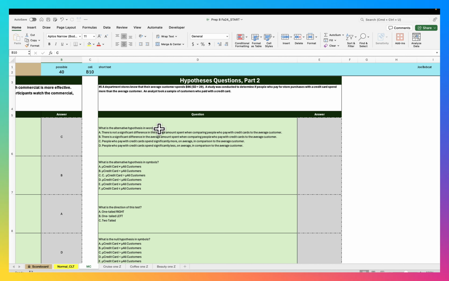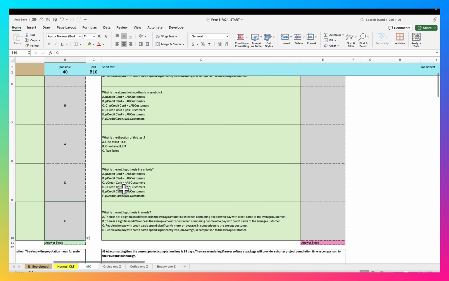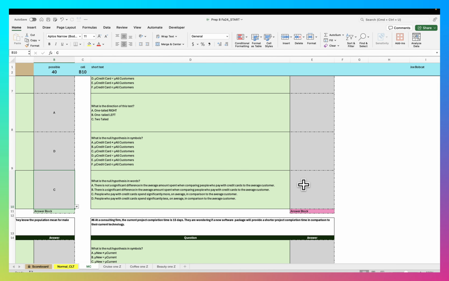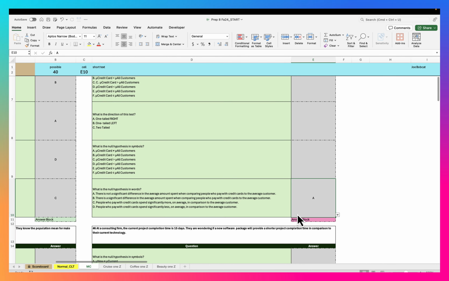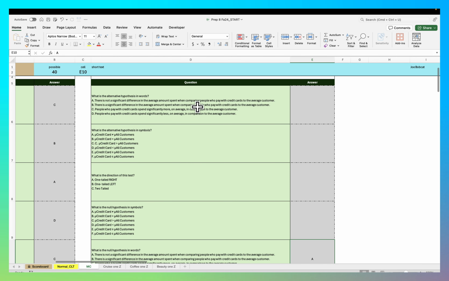Okay, so let's find the null. It's going to be the easiest place to start. So what's the null hypothesis in words? That's all the way down here. And the null hypothesis in words is that there is no significant difference in the spend between credit card users and the other ones. And then let's go for the alternative in words. So the alternative hypothesis is that people who pay with credit cards spend significantly more on average, right? It's a more. So that's going to be C.